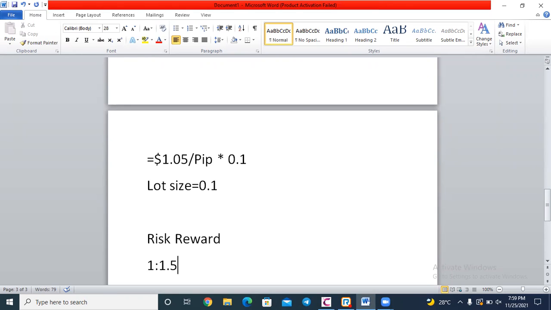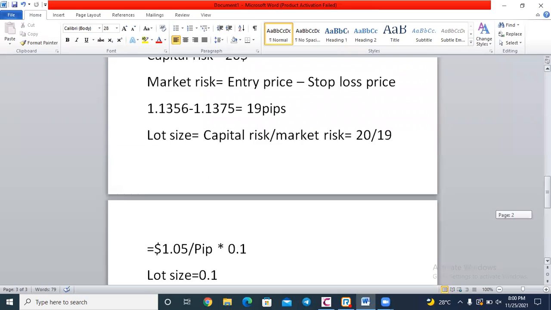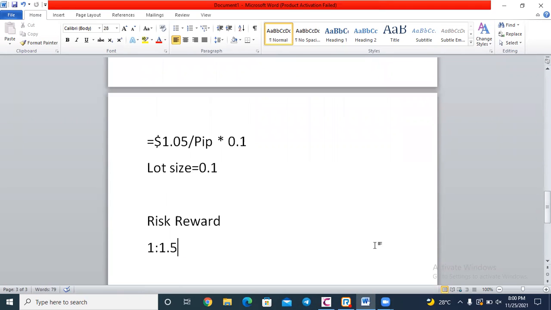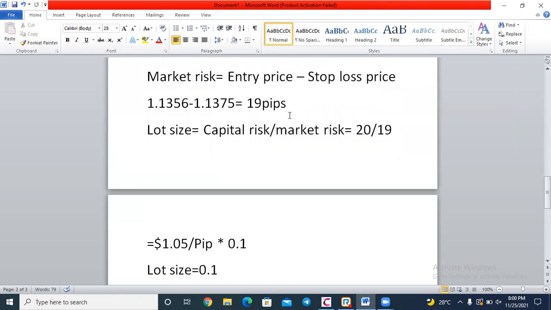So never go below 1:1.5. This is my secret of profitable trading. I apply good risk-reward ratio. If the trade will not give me a reward of 1.5 on a risk of 1, I would not execute the trade. So what this means is that for every $1 risk I take in the market, I must make $1.5. That is my target. So if the risk on this trade is 19 pips, then my profit will be what? All I need to do is multiply this 19 pips times 1.5.